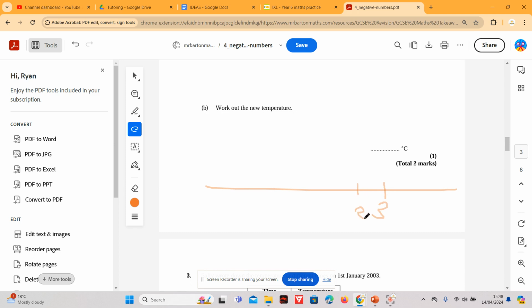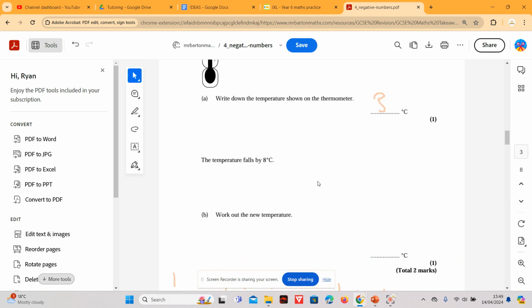So I'm just going to draw a few numbers: 2, 1, 0, 1. So sorry, not 1. -1, -2, -3, -4, etc. And then -5 actually, -6. So I go all the way across here. We want what the difference between when the temperature falls by 8 degrees.